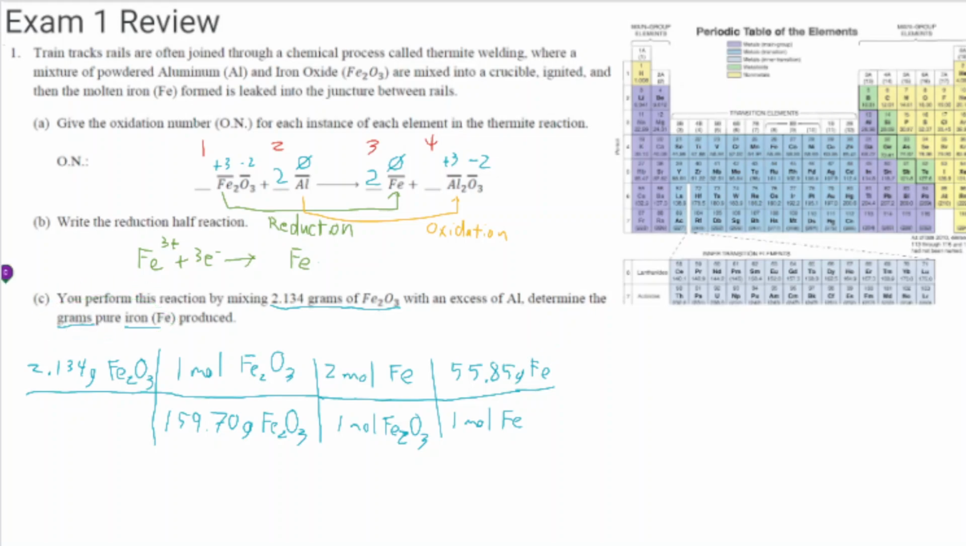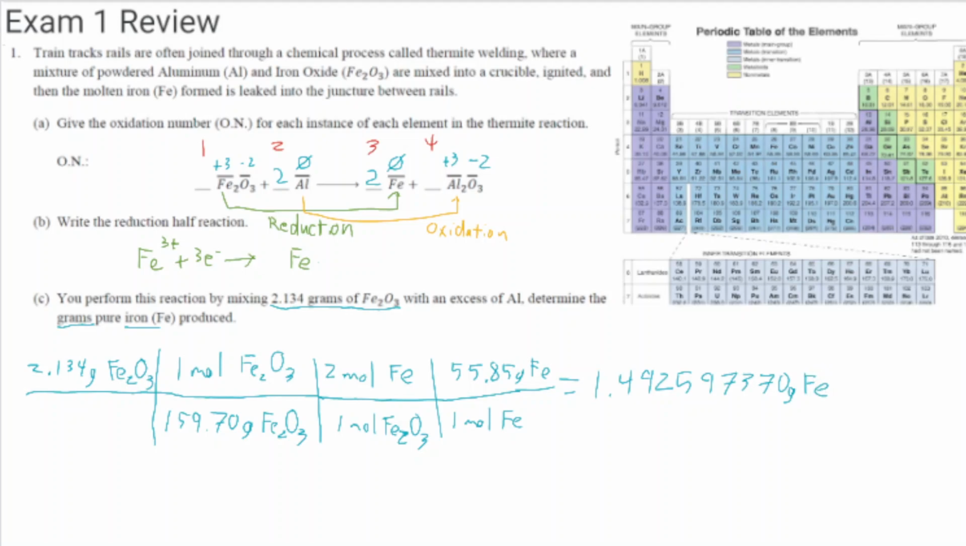Now what we want to do is multiply all the numbers on top. So it's 2.134 multiplied by 2, multiplied by 55.85, and then divide by everything on the bottom. We're going to divide that by 159.7. If we do all those calculations, we should get 1.49259737 grams of iron.